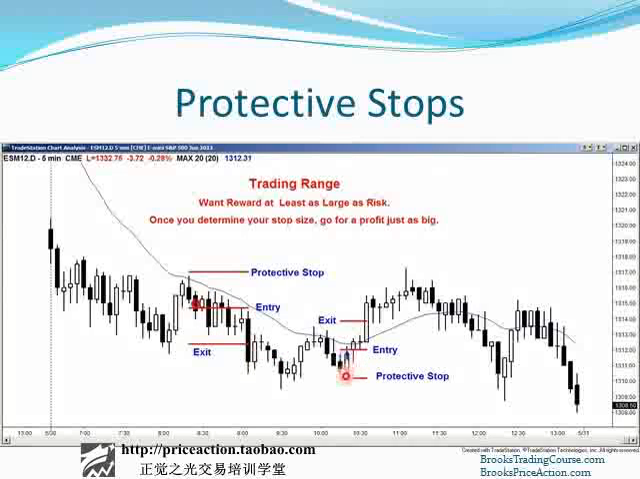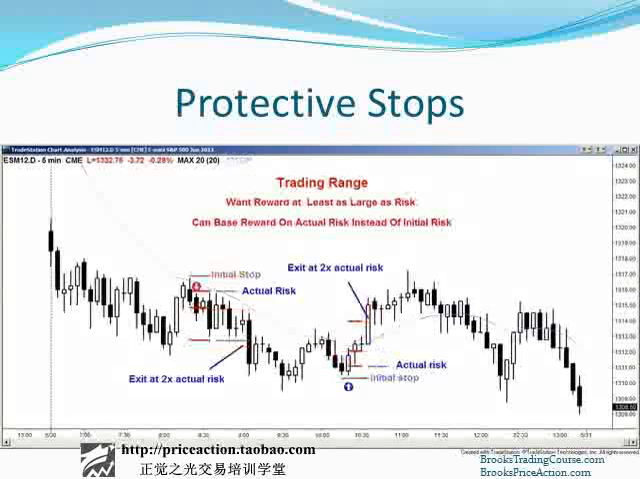Same with right here. Your initial risk is below the signal bar right here, but once you're in the trade, let's say you bought above the bear bar, let's say you bought above the bull bar, your actual risk is here, two times actual risk is up here. Experienced traders can quickly determine actual risk and then adjust their profit targets based upon actual risk.